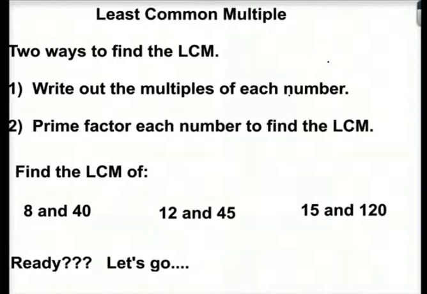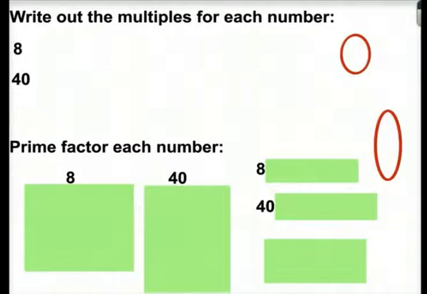So first one we're going to look at is 8 and 40. Ready? And let's go. So we're going to write out the multiples for each number, and again we've got 8 and 40. So writing out the multiples, you're going to think of your 8 table. 8 times 1 is 8, 8 times 2 is 16, 8 times 3 is 24, and you're going to write the numbers out.